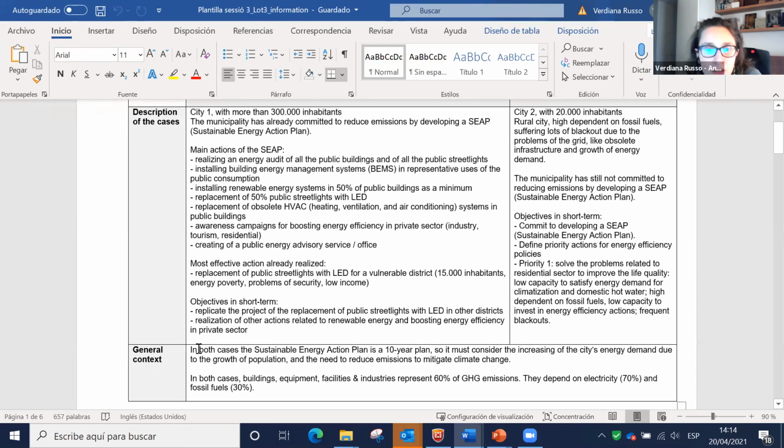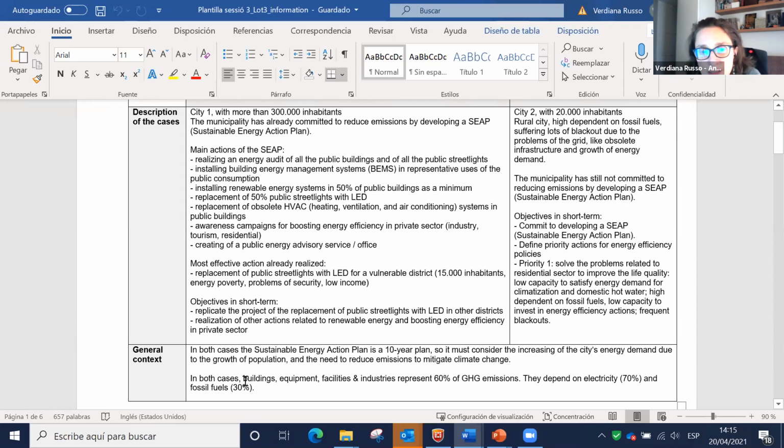And at general level, we are talking about a sustainable energy action plan of 10 years, for both the cities. So we have to consider that both of them will experience an increase in energy demand due to the growth of population. And on the other hand, they need to reduce energy emissions to mitigate climate change.